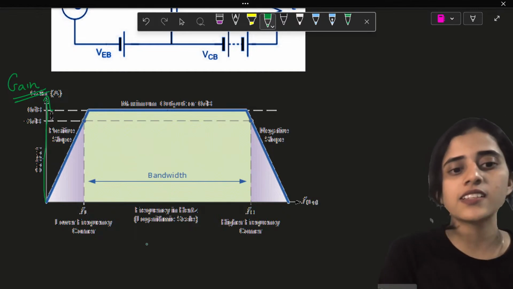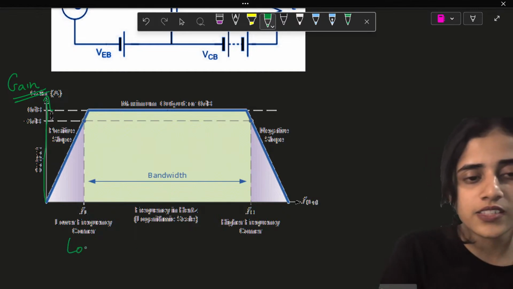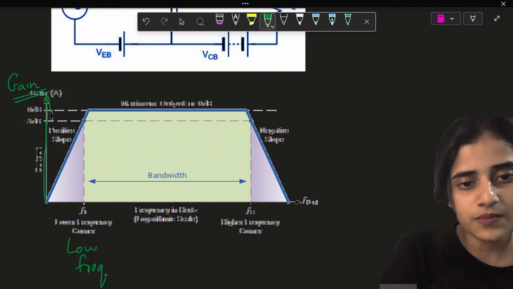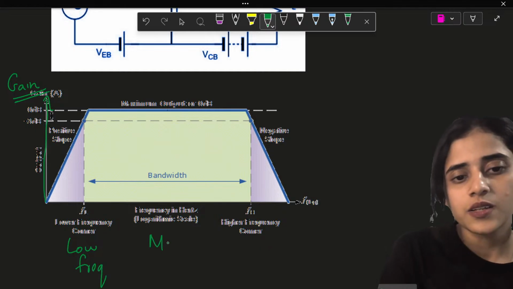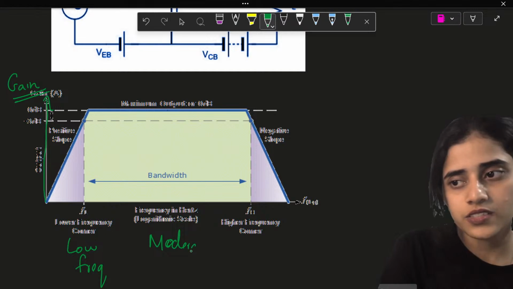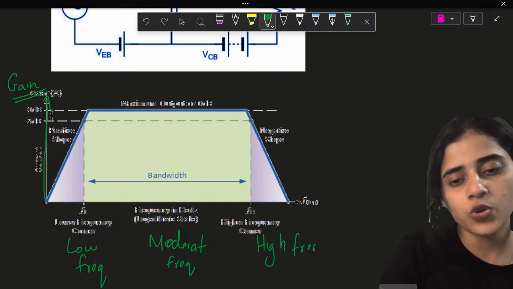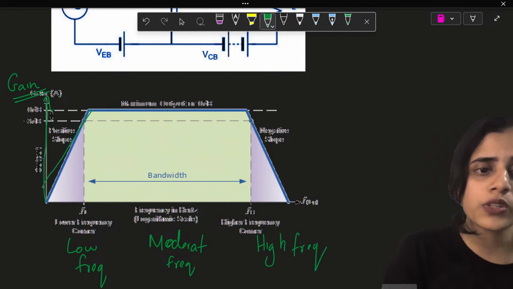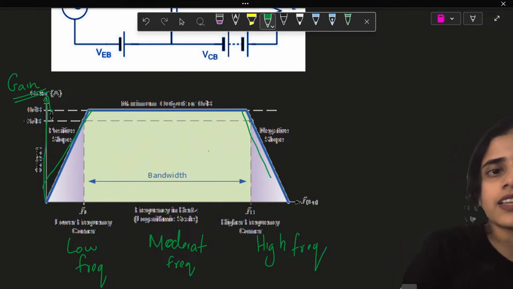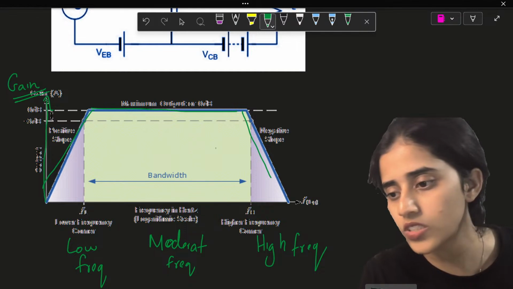So on the y-axis, it's actually gain. This is low frequency, this is moderate frequency, and this is high frequency. So you can see on both sides it's reducing. In the center, it's constant. So this is how voltage gain varies.